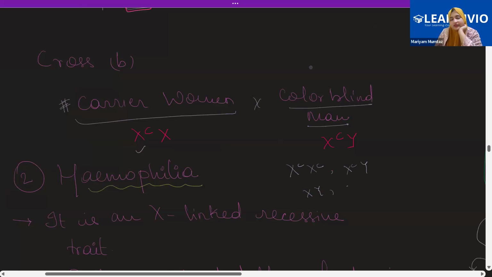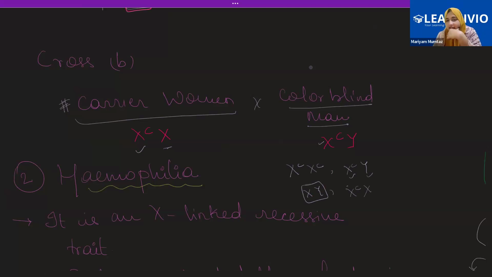First this with this, so you have XCX. Then this with Y, so you have XCY. Then this with this, then you have XCX and then normal XY. So one male is unaffected, one female is affected, one male is affected, and one female is a carrier. So this is the combination of offspring they're going to have. Is it clear to everyone? Yes.